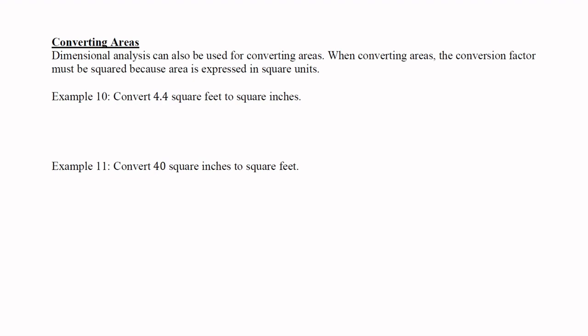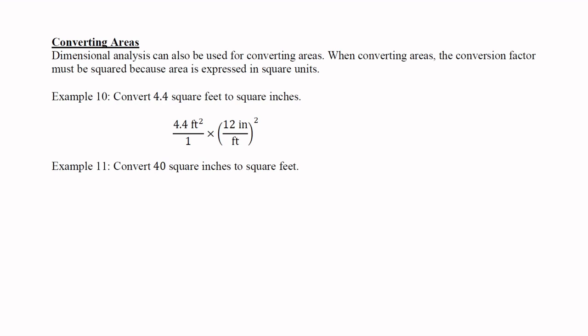So since we are talking about square units, we're going to have to square our conversion factors. And you'll see that in these two examples. Let's start with example 10. Convert 4.4 square feet to square inches. So we've got 4.4 feet squared, that's square feet, and we want to convert it to square inches. So we go and find our conversion factor from feet to inches. There are 12 inches in a foot, but you have to square the entire conversion factor, okay?